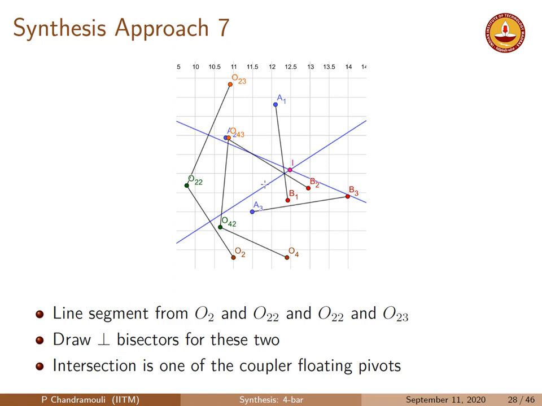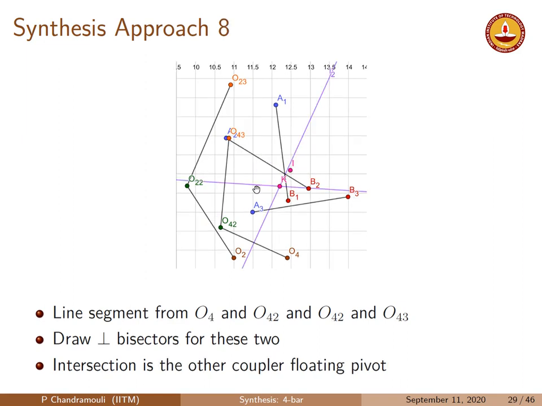where does that intersect? No, I have not shown it on this picture. So the first thing is basically I gives me the first floating pivot. So this intersection of these two gives me A or I, which is one of the floating pivots. Similar construction for O4, O42, O42, O43 gives me K, which is the other floating pivot. So we have now got I and K as the floating pivots on the coupler.